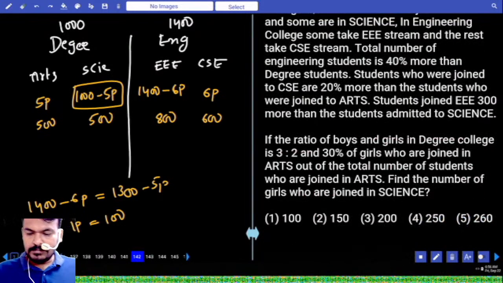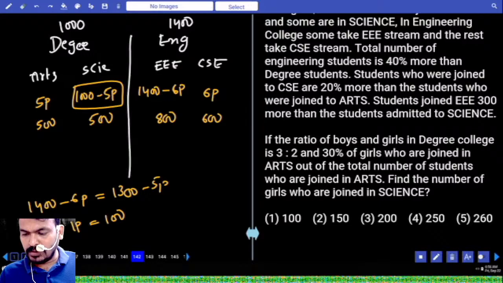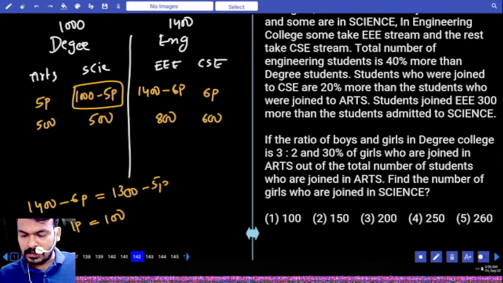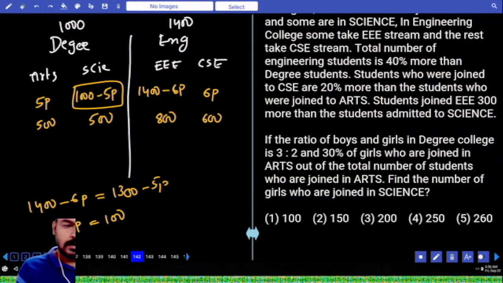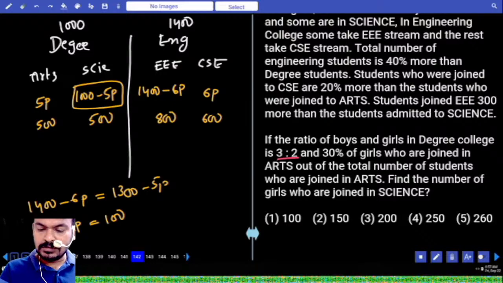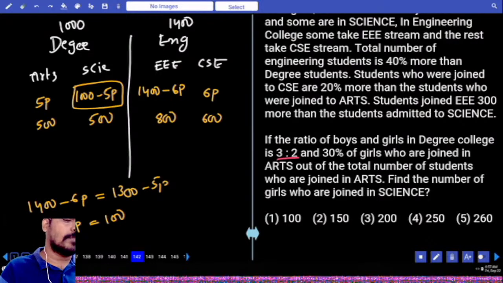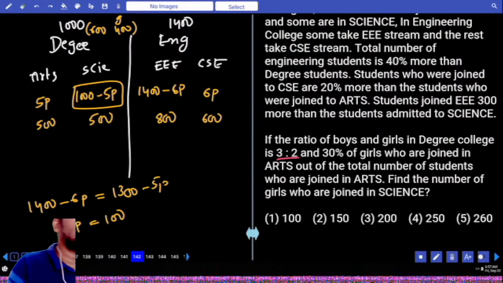142. If the ratio of boys and girls in degree college is 3:2 and 30% of the girls joined in arts out of the total number of students who joined in arts, find the number of girls who joined in science. Total degree students is 1,000. In that, boys and girls ratio is 3:2. Total 5 parts, 5 parts is 1,000, so 3 parts is 600 and 2 parts is 400, which means total girls is 400.